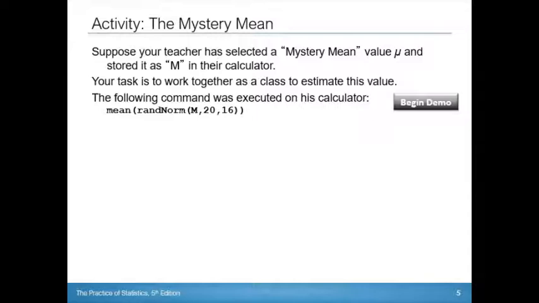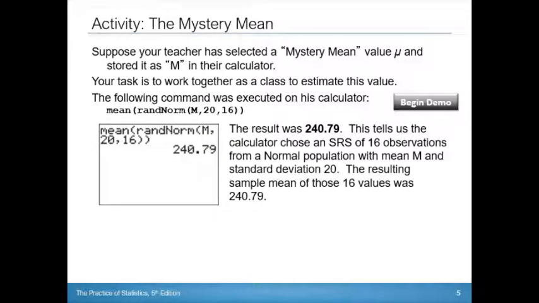Now, assume that in my calculator, I have a value stored in M. So M is like a variable here. You can do this in your graphing calculators. But in this case, you don't know what M is, and we want to try to estimate that. You could type this in your calculators, and let's assume that we did this and we got a value of 240.79 out of the calculator.